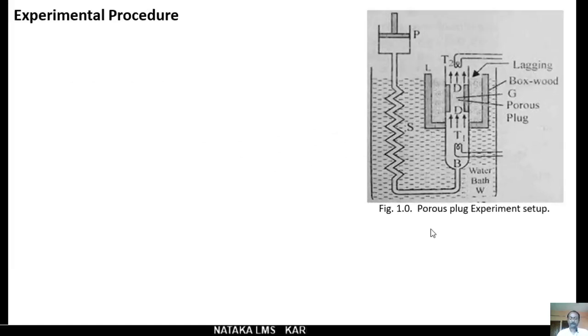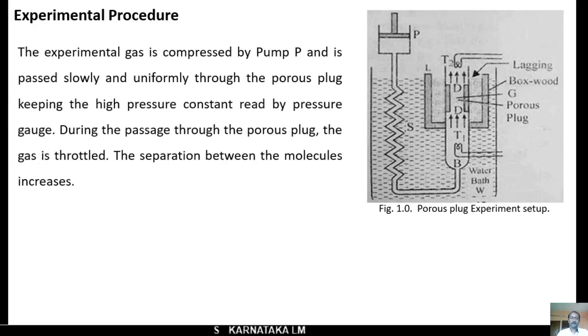Let us see the experimental procedure, how it works. See here, the experimental gas is compressed by the pump P and is passed slowly and uniformly through the porous plug, keeping the high pressure constant, which is read by pressure gauge. Here pressure gauge is connected between the lower end of this cylindrical vessel and the spiral tube.